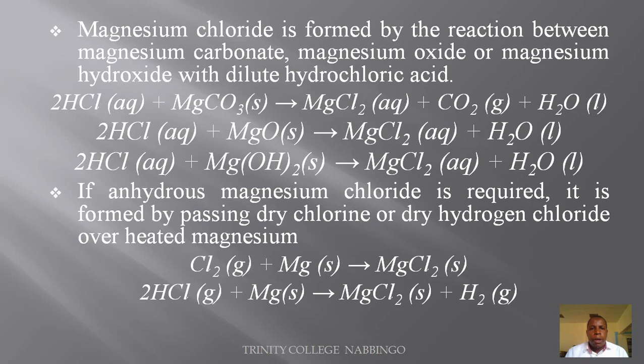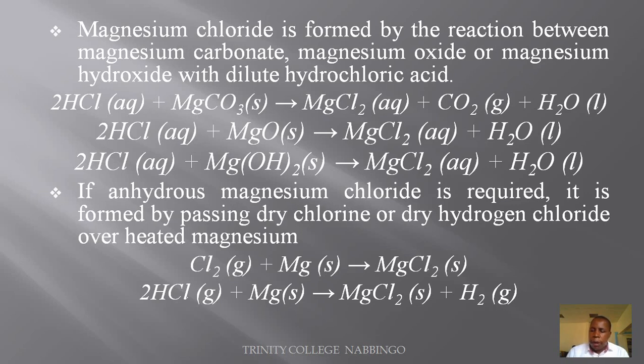To proceed to the preparation of magnesium chloride, there are various methods that we can employ, like you can see in our equations. First and foremost, if it is required not anhydrous, or in solution form, or without even caring about whether it is anhydrous or not, you can react hydrochloric acid with magnesium carbonate to form magnesium chloride, carbon dioxide, and water. Also, from the reaction between hydrochloric acid and magnesium oxide to give us magnesium chloride and water.